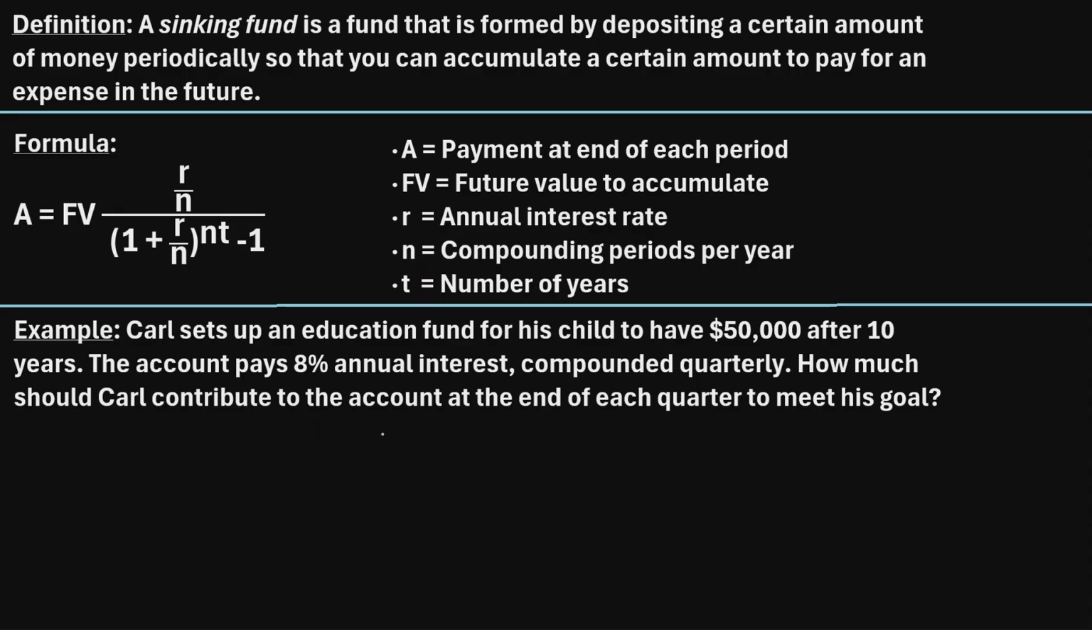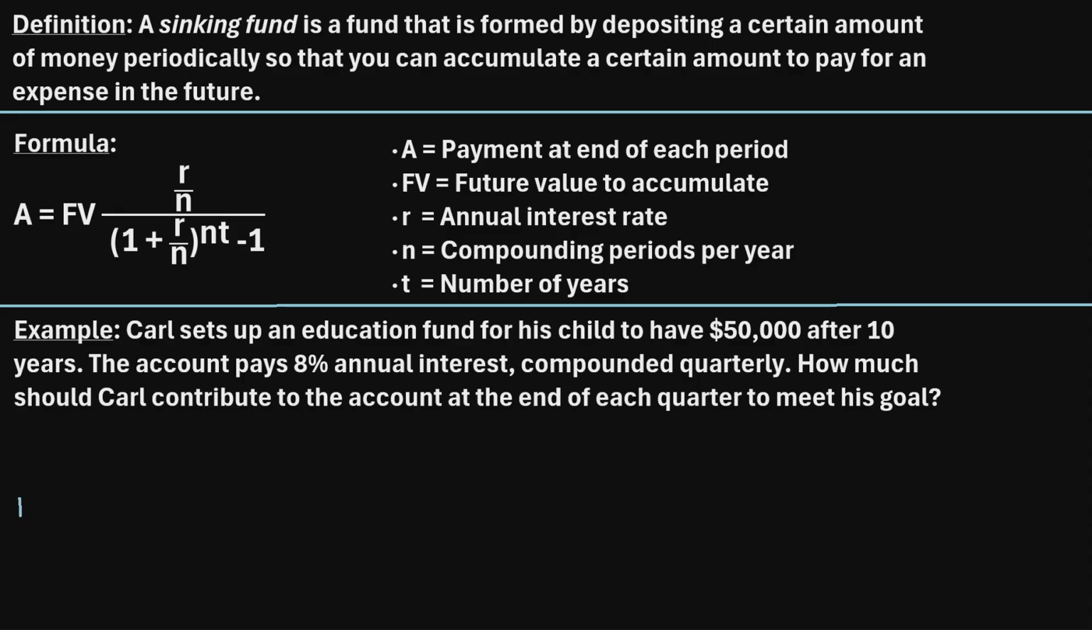This says, Carl sets up an education fund for his child to have $50,000 after 10 years. The account pays 8% annual interest, compounded quarterly. How much should Carl contribute to the account at the end of each quarter to meet his goal? So this is a classic example of a sinking fund. Someone is trying to accumulate a certain amount of money after a certain number of years, and we just want to figure out how much this person should be contributing to this account to actually end up with $50,000 after 10 years. So let's go ahead and use our formula up here.